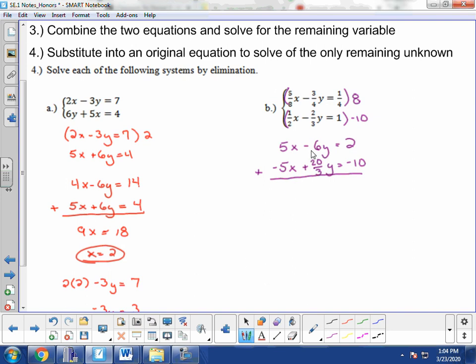Negative 6 is basically negative 18/3, so this would give me 2/3 y equals negative 10. So now how can I get rid of this last fraction? Well, I can multiply by 3 and then divide by 2. So y equals basically negative 30 if you multiply by 3, divided by 2. Y equals negative 15.